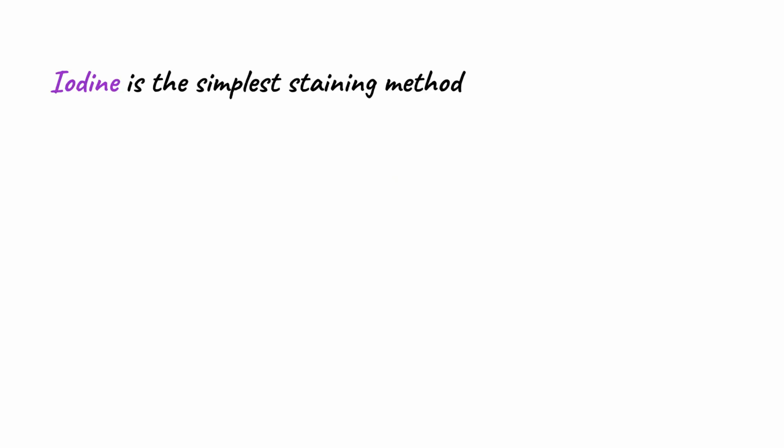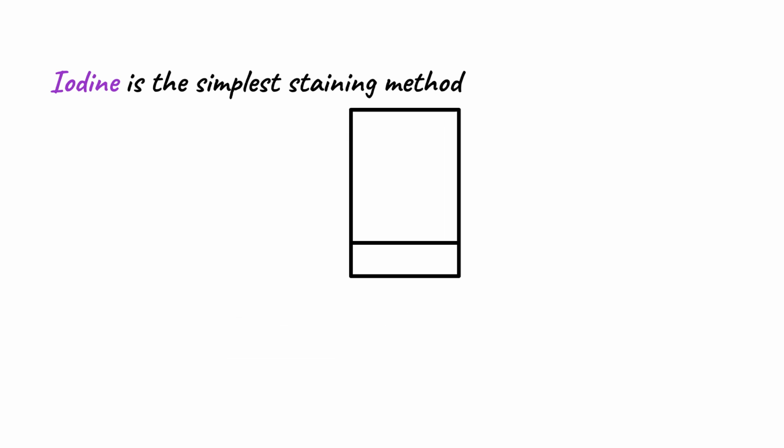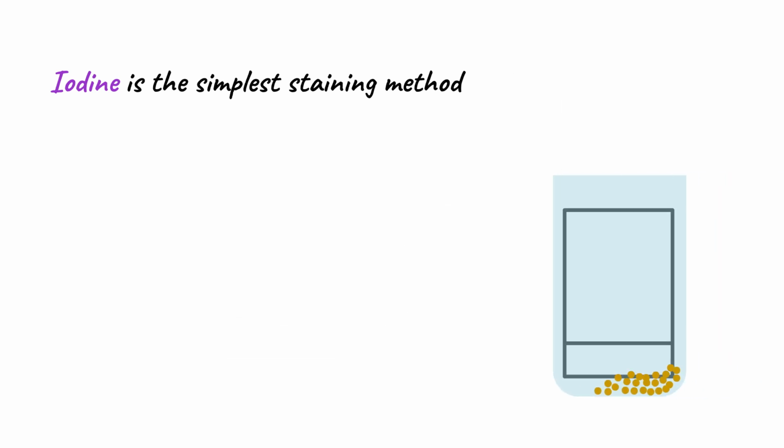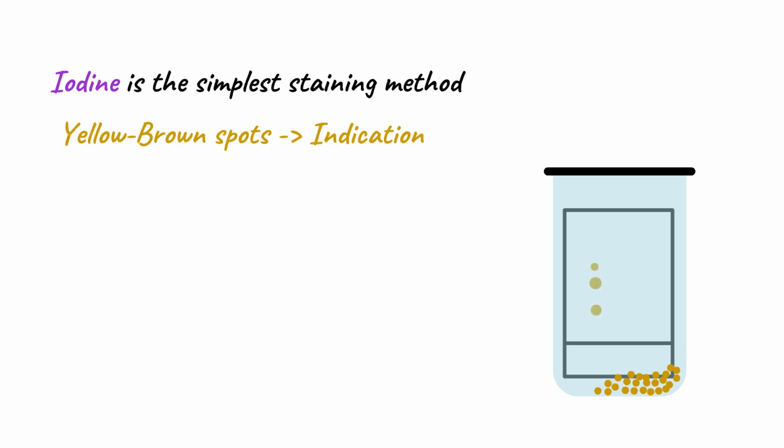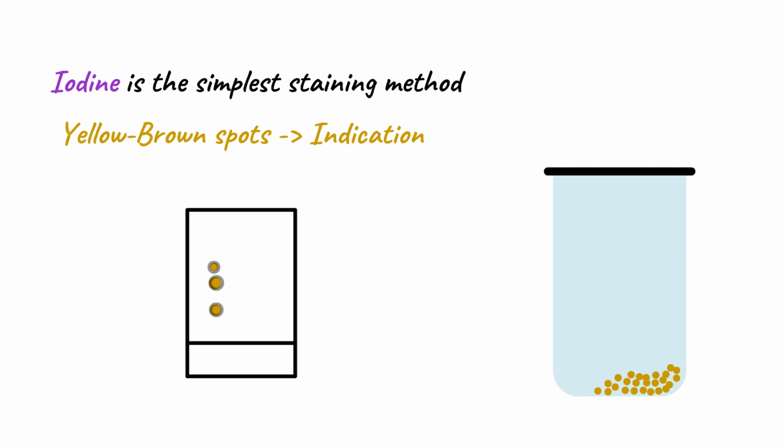Iodine is the simplest staining method. Put your plate in a jar with iodine crystals, close the lid, wait 30 to 60 seconds, and yellow-brown spots appear where your compounds are. Take the plate out, mark your spots immediately, because here's the key thing about iodine: it is a reversible reaction.